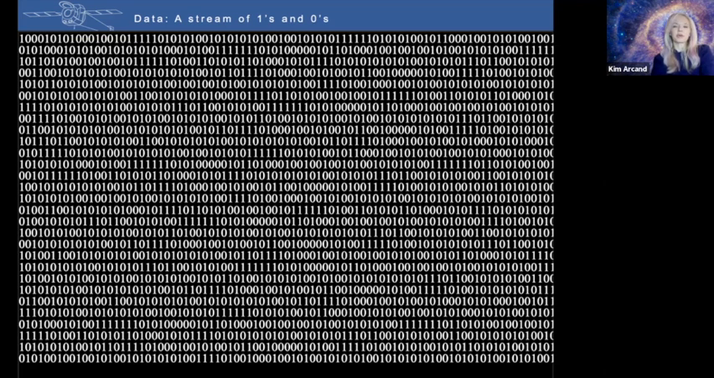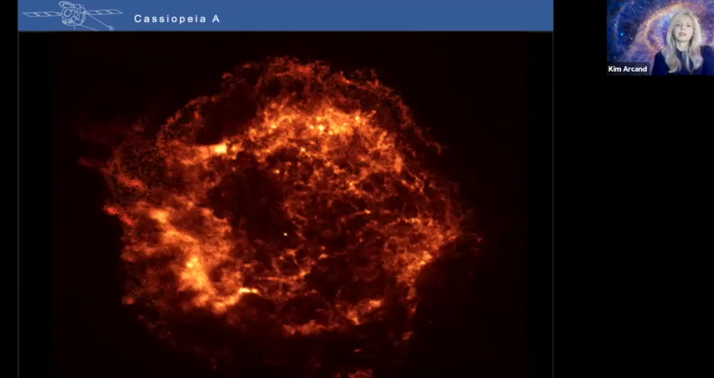And so what's on my screen is quite literally that. It's just a huge plot of ones and zeros. This is an actual clip of some of the binary code, the streams of ones and zeros from an image of Cassiopeia A, which is a supernova remnant that we will see in our next screen.